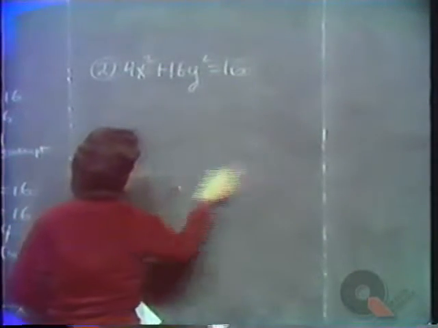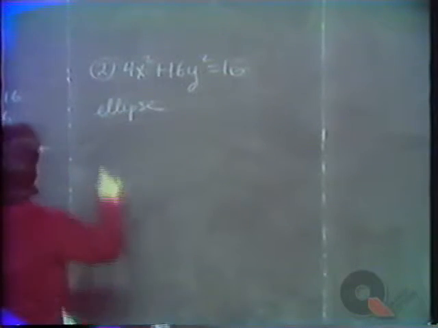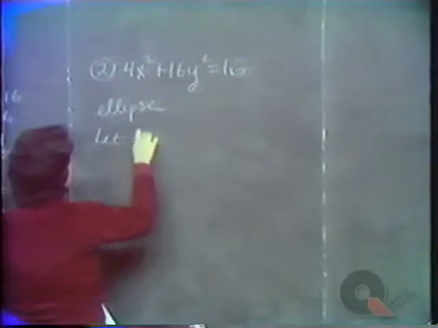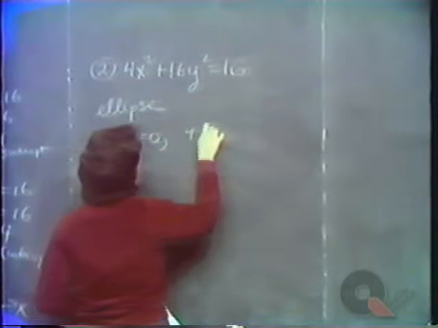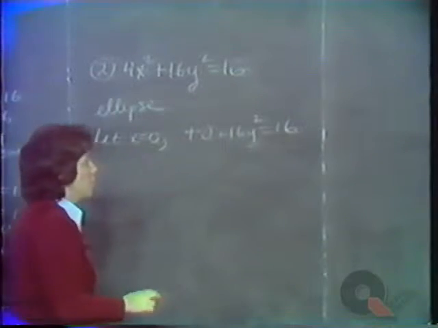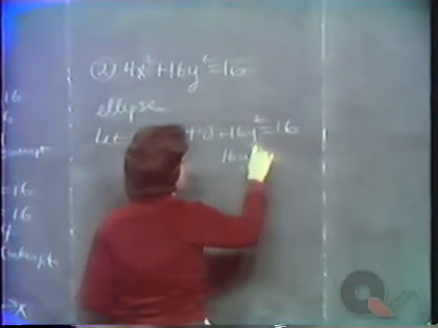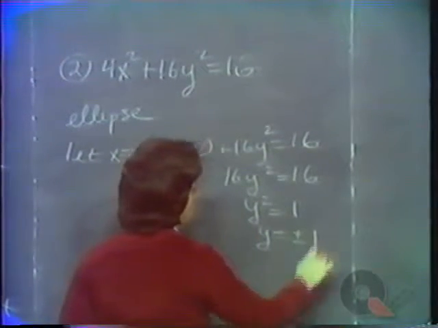The key to sketching the ellipse would be to, once again, get the intercepts, just like with a straight line. The x and y intercepts told you the whole story. And once you know it's an ellipse here, the x and y intercepts are going to tell you the whole thing. So we let x equal 0 to get the y-intercepts. We get 4 times 0 squared plus 16y squared equals 16. 4 times 0 is 0. 16y squared equals 16. Y squared is 1. Y is plus and minus 1.